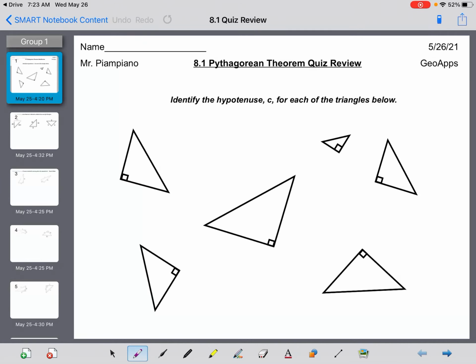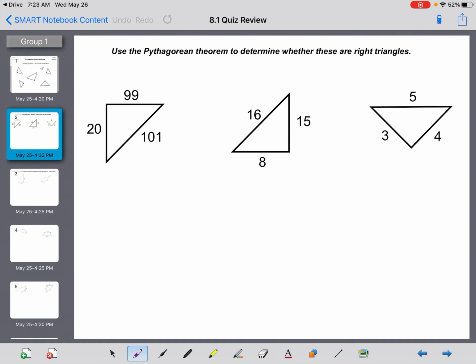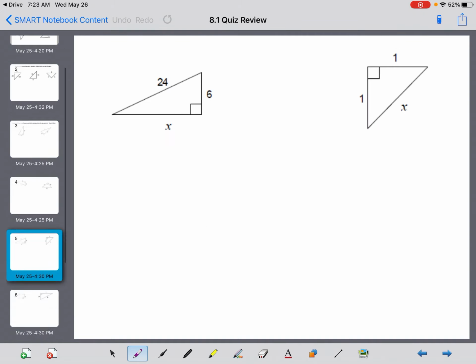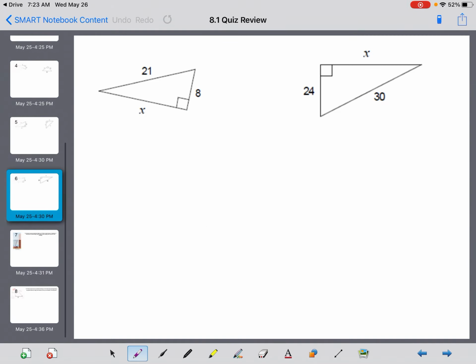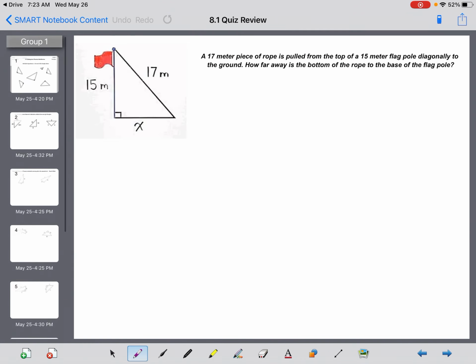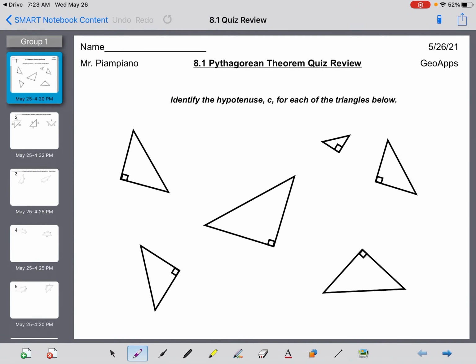Alright everyone, this is your 8.1 Pythagorean Theorem quiz review. There's a few sections here that I want you to complete. I'll go through these with you, okay, and your quiz is going to look just like this tomorrow.